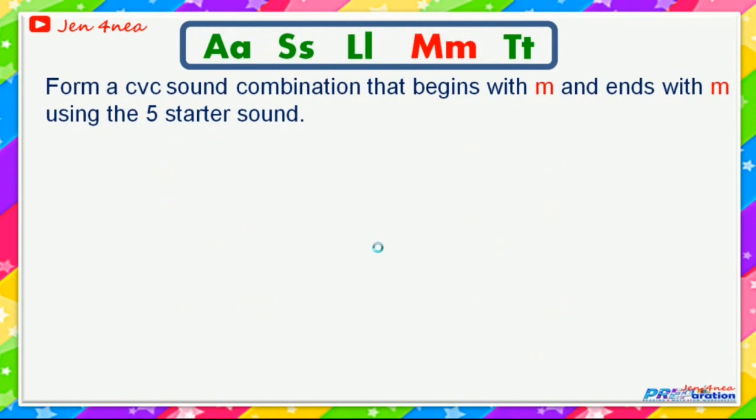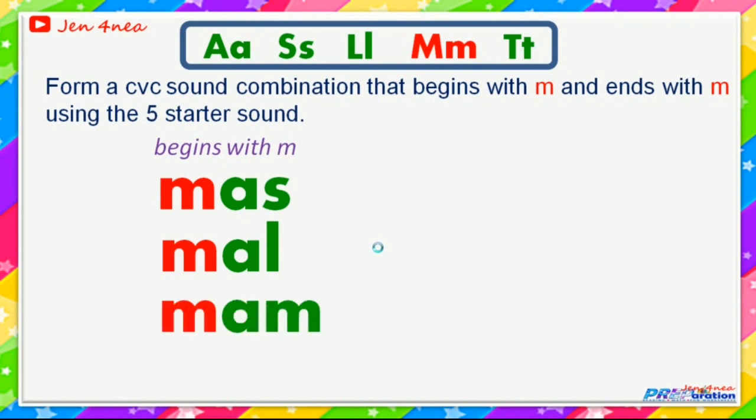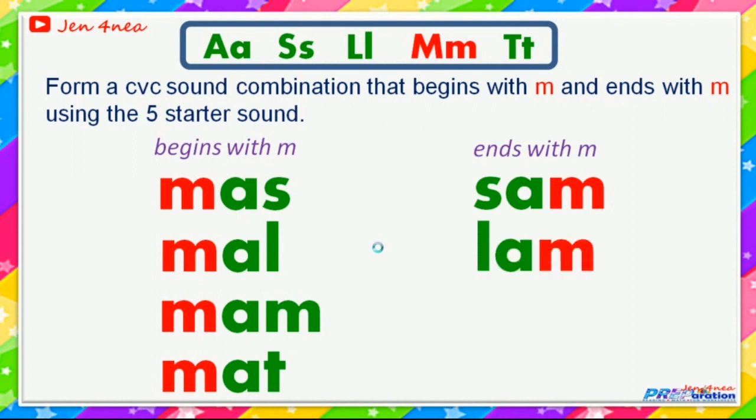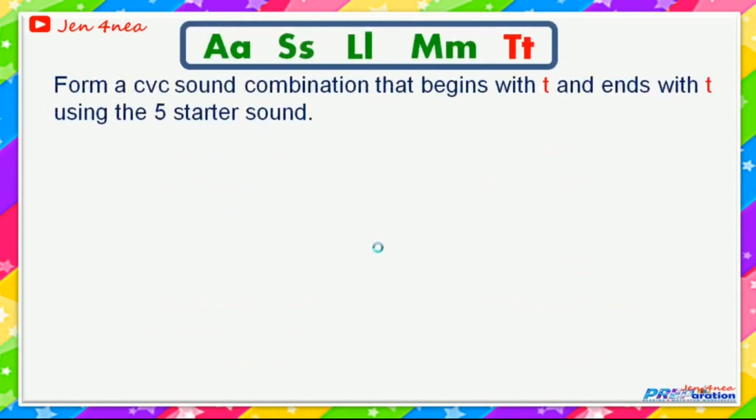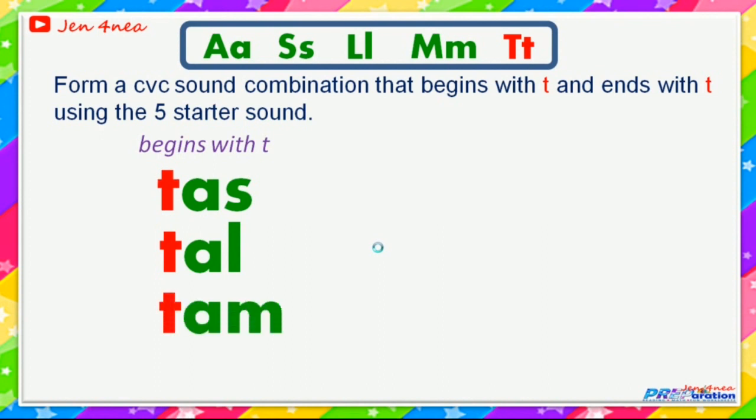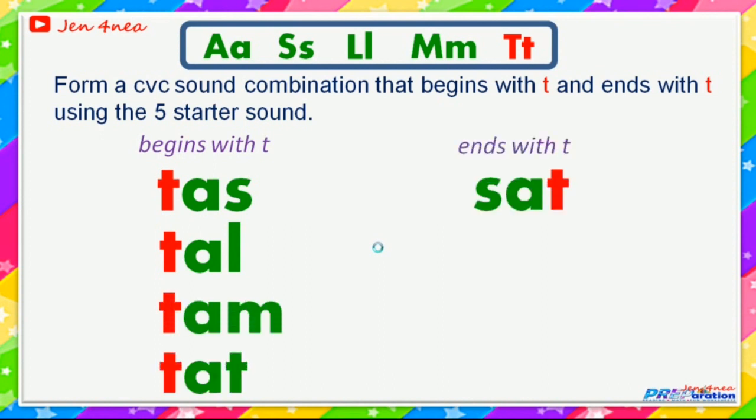Form a CVC sound combination that begins with M and ends with M using the 5 starter sounds. Begins with M. Form a CVC sound combination that begins with T and ends with T using the 5 starter sounds. Begins with T. Ends with T.